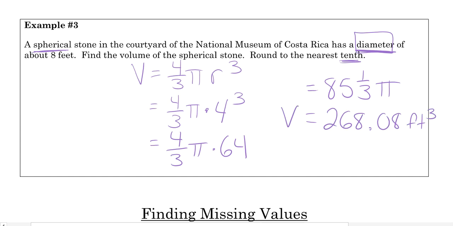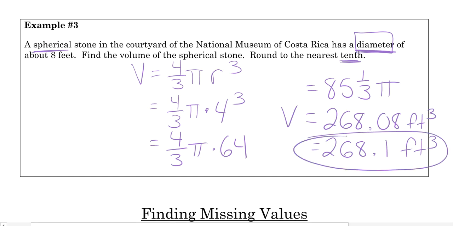Oh, but it says to the nearest tenth. Goodness gracious, pay attention, Mrs. Malloy. 268.1 feet cubed. So again, following directions, making sure that we're not getting tricked by the things that it's asking us. I'm pretty sure I will not do that to you on an assessment, but sometimes mistakes happen and things fall through the cracks, just as this question did. So make sure you're paying attention.